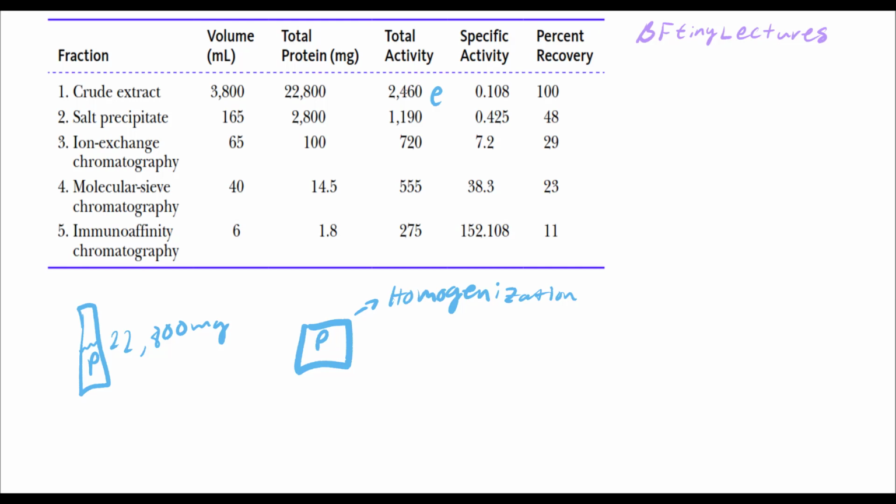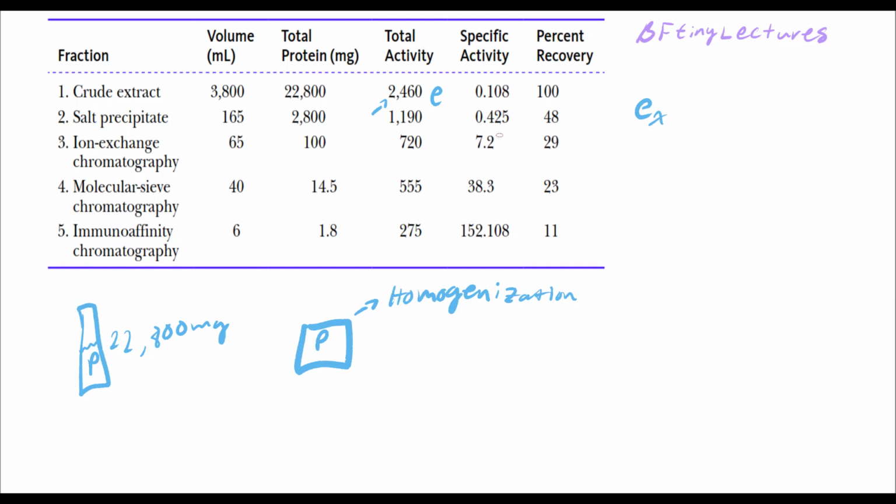Right. But you are more interested in kind of understanding the specific enzyme. So within those 2,460 enzymes, you are interested in one enzyme that does a specific action. Okay, let's call that enzyme X. And we want to know how many enzyme X's are in this sample. Okay, well, that's when specific activity comes into play.